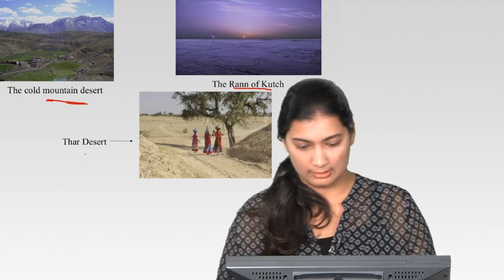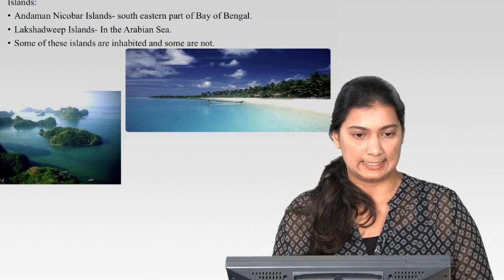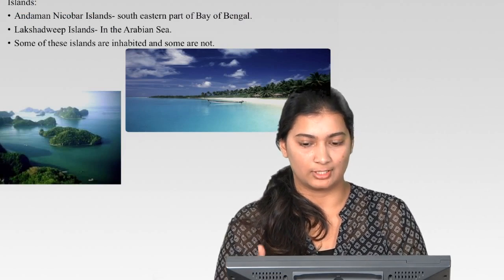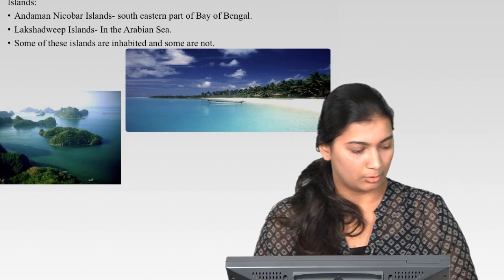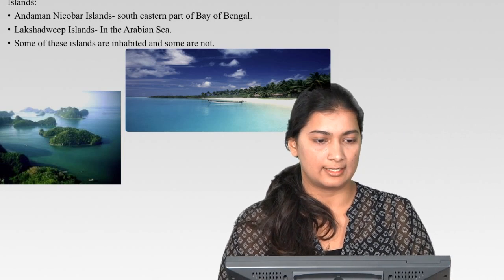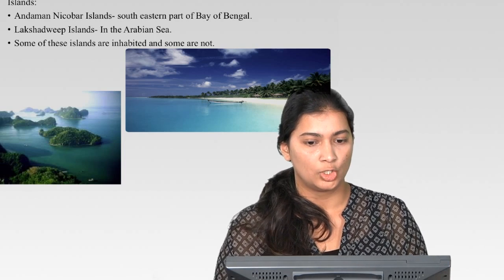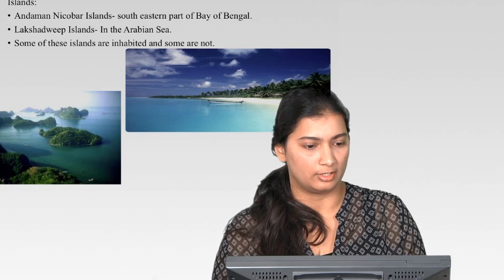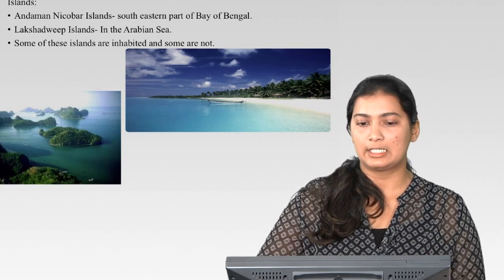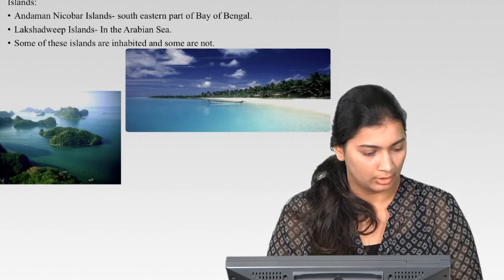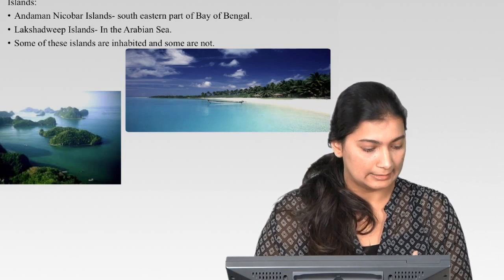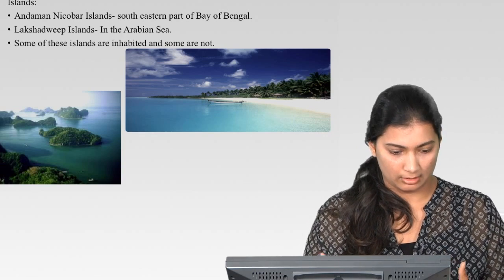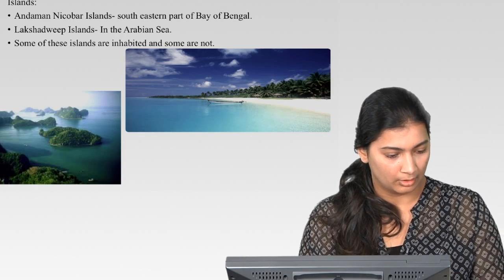Yep, it's in Rajasthan. Then the islands. These islands are a major tourist attraction because they're really pretty. So there are two islands, as I said, Andaman and Nicobar Islands, which are in the southeastern part of the Bay of Bengal, and Lakshadweep Islands, which are in the Arabian Sea. Some of these islands are inhabited, some are not. The Andaman and Nicobar Islands are less than 50 kilometers in length per island.